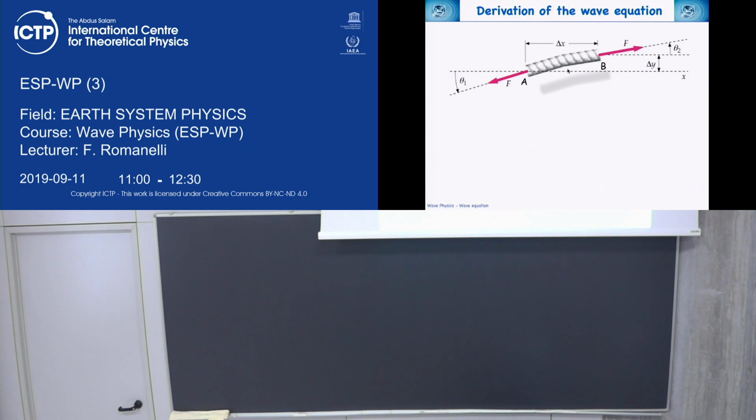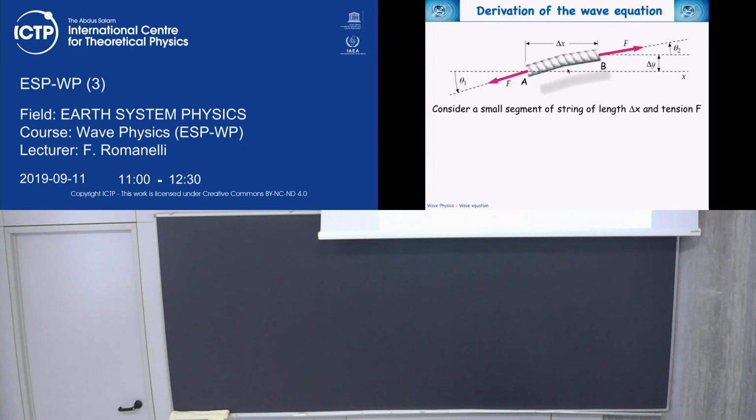That's a segment on the string. And now for the first time we can introduce density, the amount of mass per unit of length. Why length? Because it's a 1D system. Now we are going to forget about the section. It's an ideal 1D system. So we consider linear density as the amount of mass per unit of length. Kilograms over meter. Okay? Good.